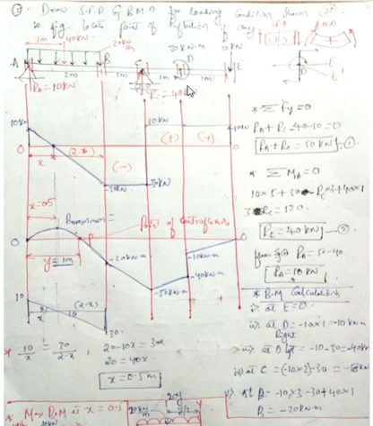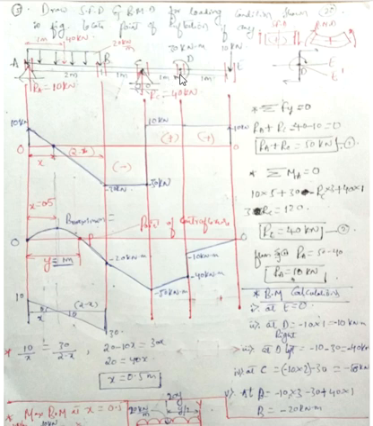There are two supports here, subjected to a UDL of load intensity 20 kilonewton per meter. To convert it into a point load, I am going to multiply this load intensity with the length on which it is acting, that is 2 meter. So 20 into 2 will give me 40. So here I have represented it in the form of a point load, 40 kilonewton, acting exactly at the center, that is 1 meter from this support.